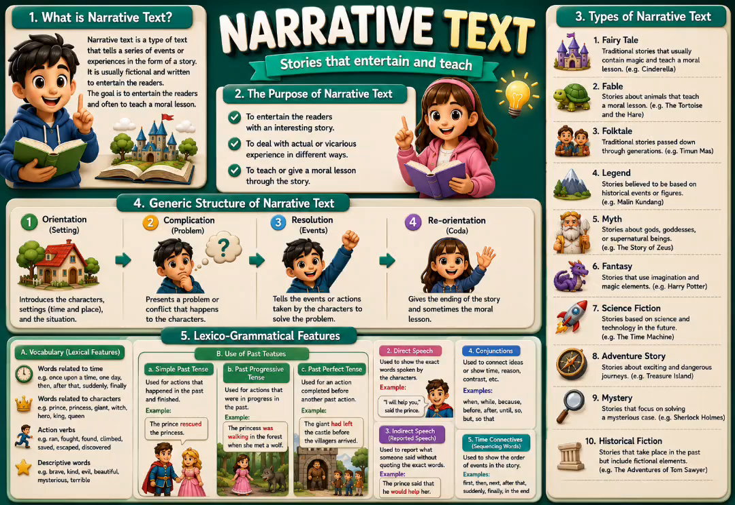So, today we have learned 5 important points about narrative text: the definition, the purpose, the types, the generic structure, and the language features. Understanding these 5 points will help you read, analyze, and write narrative texts more effectively.